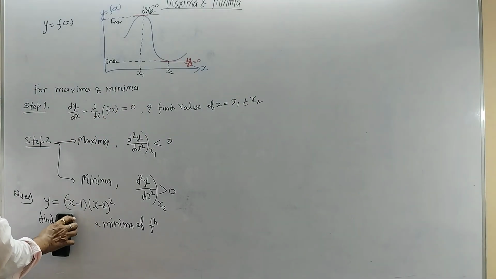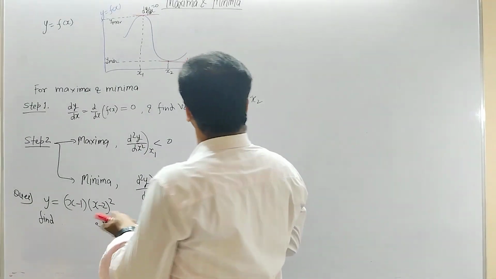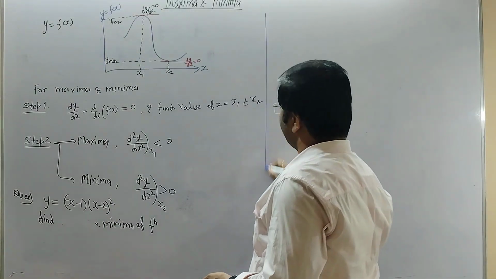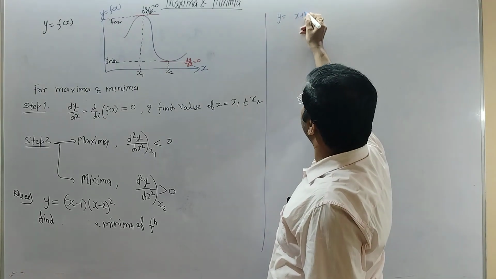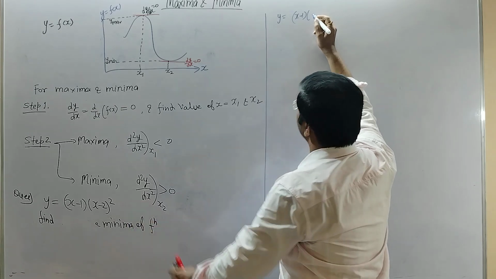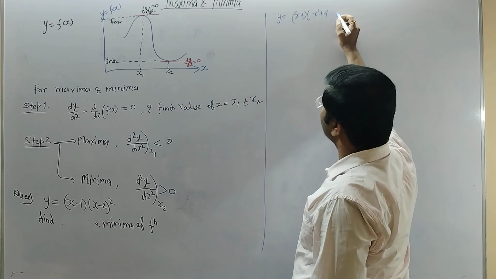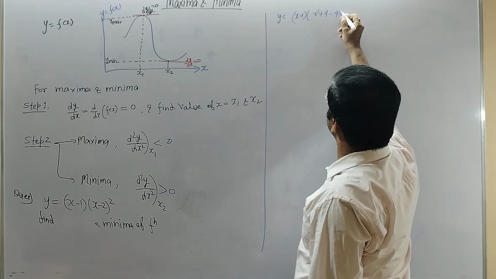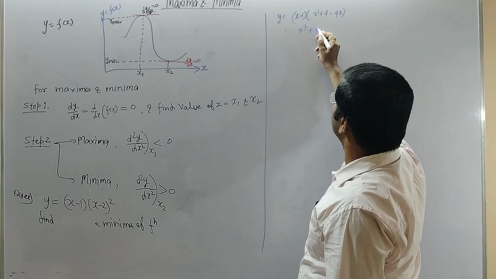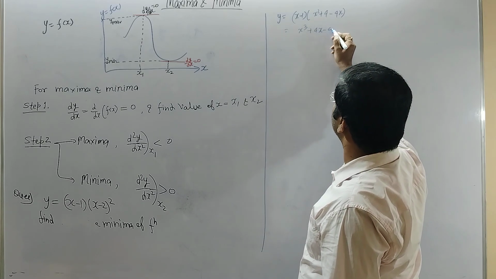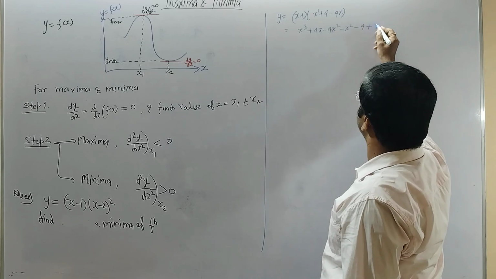So minima means we will find out here. We have to find out minima. So here I will expand this one. Expand means (x minus 1). Let's expand this one. So it will be x square plus 4 minus 2 into 2, 4x. Now again you multiply. So x cube plus 4x minus 4x square minus x square minus 4 plus 4x.